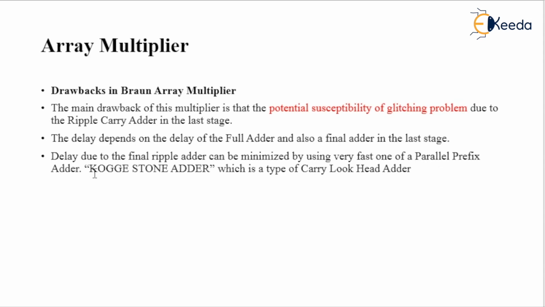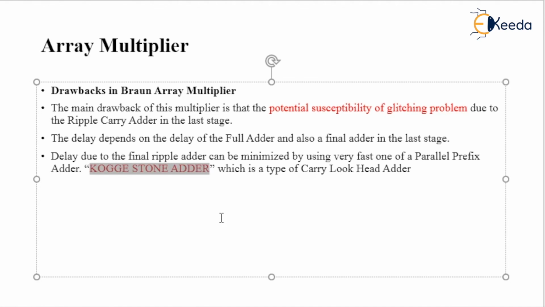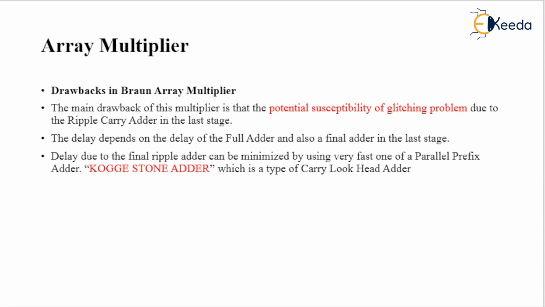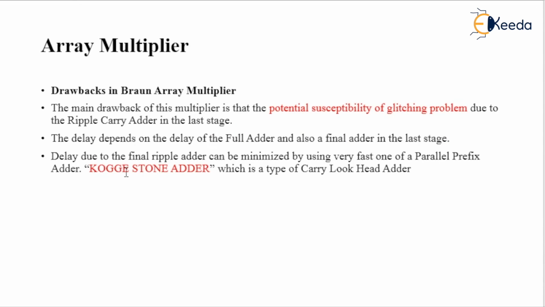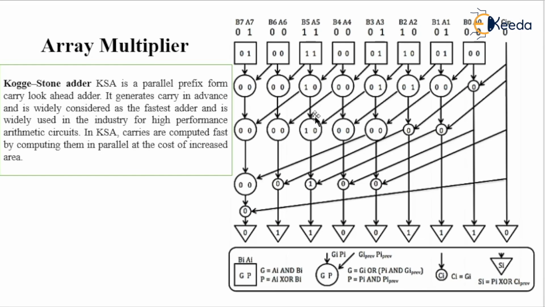So that's the reason we will go to the next array multiplier circuit, which is a Kogge-Stone adder, which will act as a remedy for the drawbacks in the Braun array multiplier. This Kogge-Stone adder is shown here. This is the resultant circuit of a Kogge-Stone adder, which follows the carry look ahead adder property. We studied that in our previous videos also.